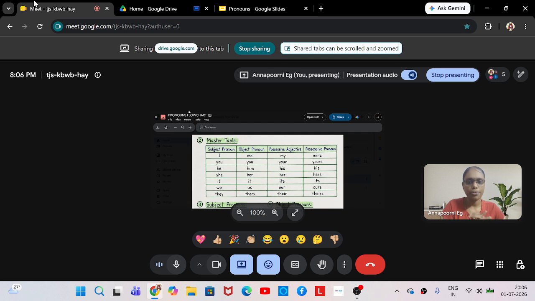And now coming to possessive adjectives. For I, the possessive adjective is my. For you, it is your. For he, it is his. For she, it will be her. For it, it is its. For we, it is our. And for they, it is their. All right. Now coming to possessive pronouns. How are possessive adjectives different from possessive pronouns? We have studied it in the last class.